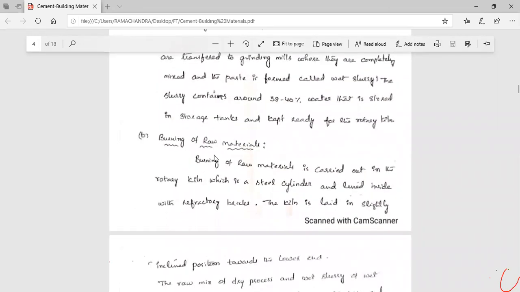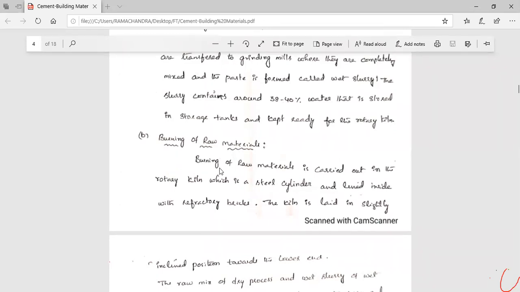Next, burning of raw materials. What are the materials we used? That is limestone and clay. Making the limestone and clay powder mixture in the dry process, we get slurry in the wet process. So we get two components, a slurry in one case and a dry mixture in the other. These components are further used in the second step, burning.